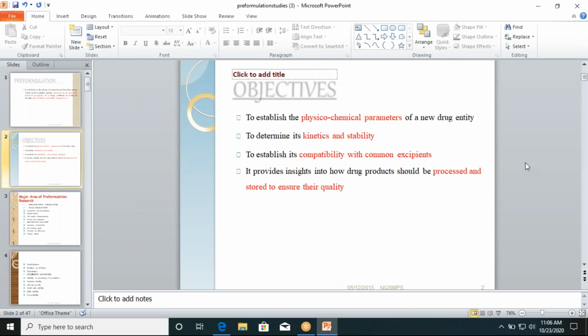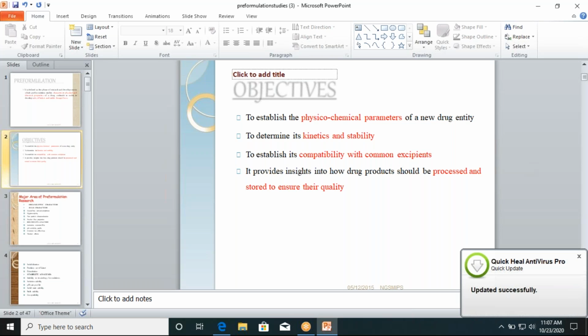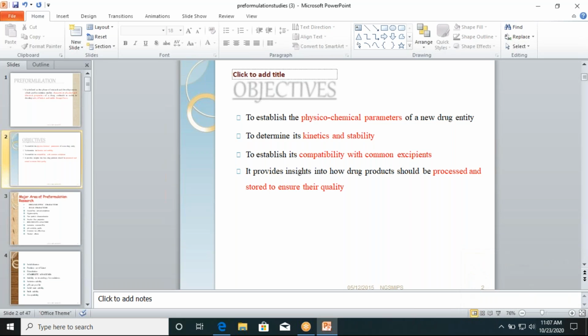So what are the objectives of pre-formulation? Why are you going for pre-formulation? The main objective of pre-formulation is that you will establish the physico-chemical parameters of any new drug entity. So when you get a new drug entity, you will determine various physico-chemical parameters of the drug. Next, you will determine the kinetics and stability of the drug. Third, you will establish the compatibility with common excipients. So that is very important.